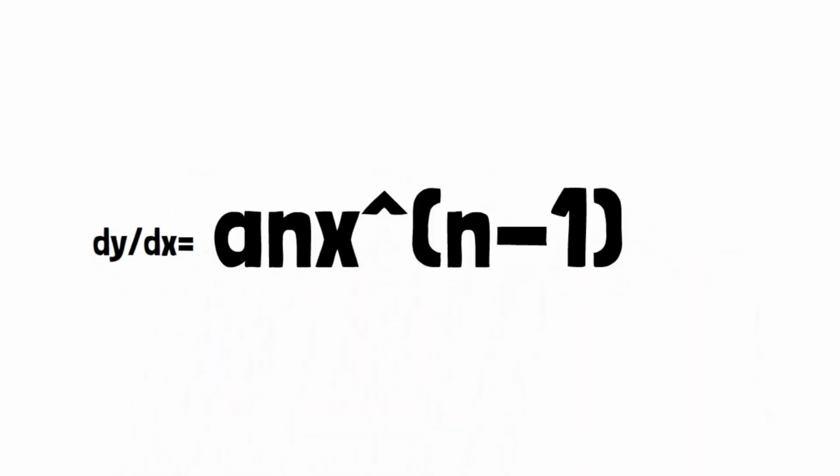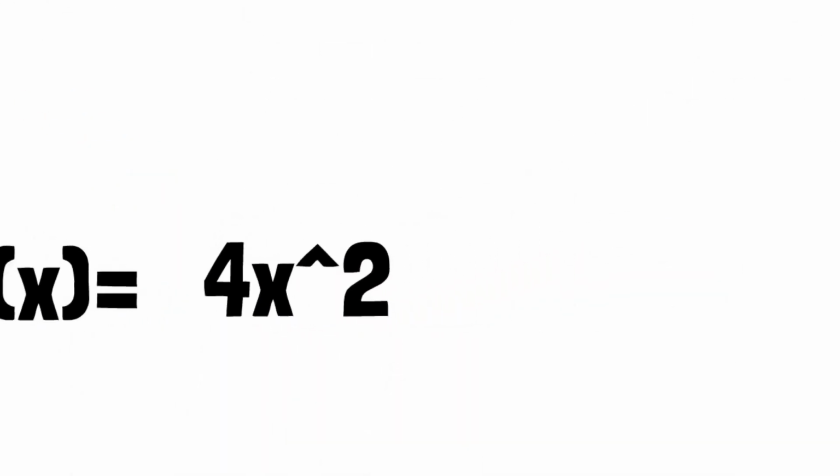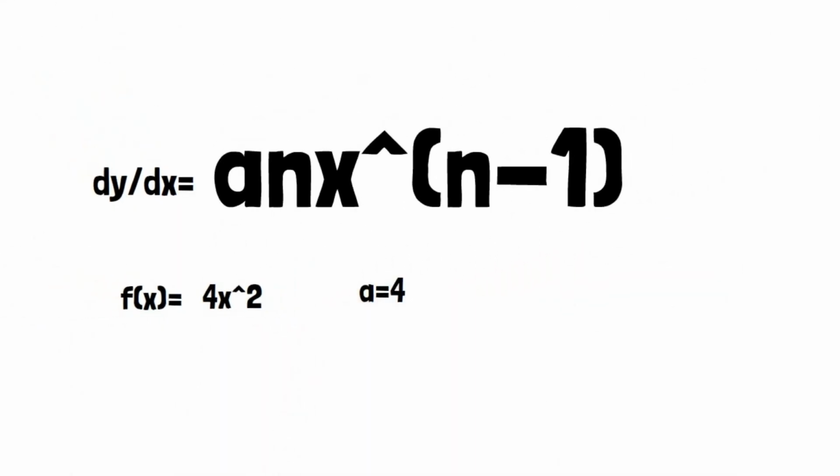Now I said we're speaking on the power rule, which is given by a n x raised to the power n minus 1. Let's assume we have a function 4x raised to the power 2. Now let's define the parameters, a being equal to 4 and n equal to 2, just as in the formula above. So that's what we're going to be working with.